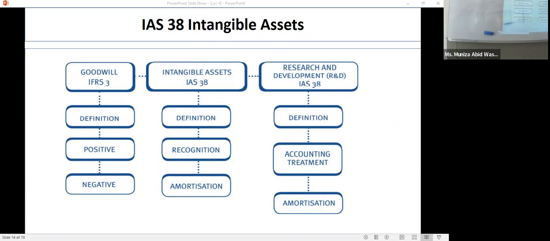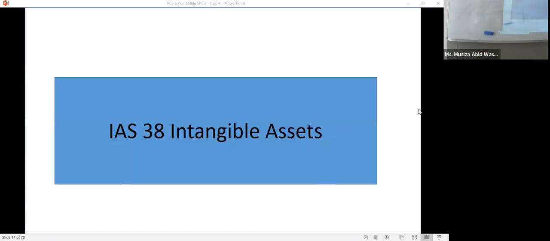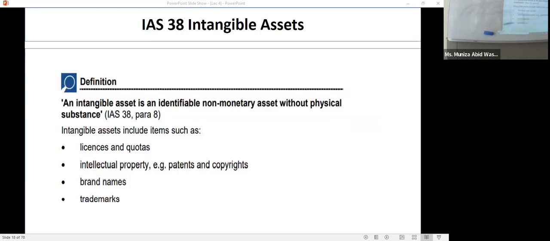I will be discussing this chapter a little bit quickly because I assume that you have already gained knowledge from F3 in regards to IS 38. The definition of intangible assets as per IS 38 is: an intangible asset is an identifiable non-monetary asset without physical substance. IS 38 tells us that an asset will be known as an intangible asset if it has three characteristics.